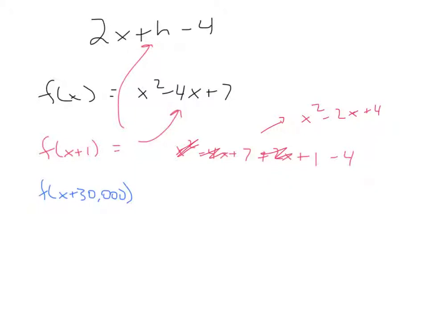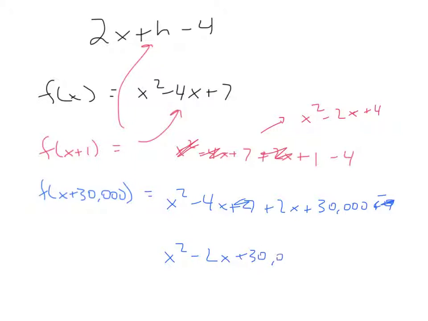And now I can do it with this one, plus 30,000, so this is a big problem. But not really for us, because we found the difference quotient, so we can find our shortcut. We've made it much easier. I get x squared, I get minus 2x, and this time I get a minus 4. Plus 7 minus 4 is plus 3, and then I got my 30,000, so it's 30,003. And that is the answer of f of x plus 30,000.